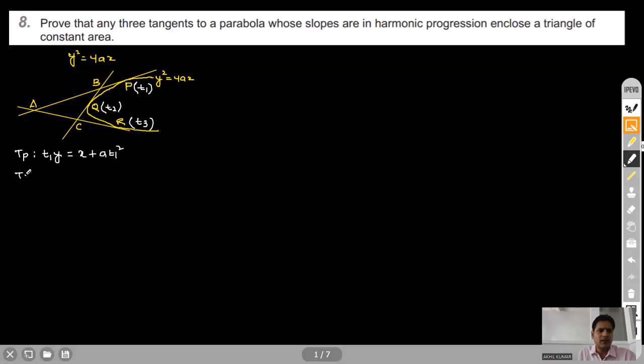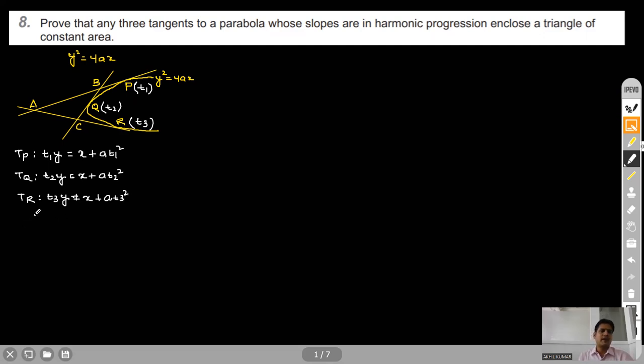And what will be the equation of tangent at Q? The equation of tangent at Q will be t2 y is equal to x plus a t2 square. Okay. And what will be the equation of tangent at R? Similarly, t3 y is equal to x plus a t3 square. Hope this is clear to all.